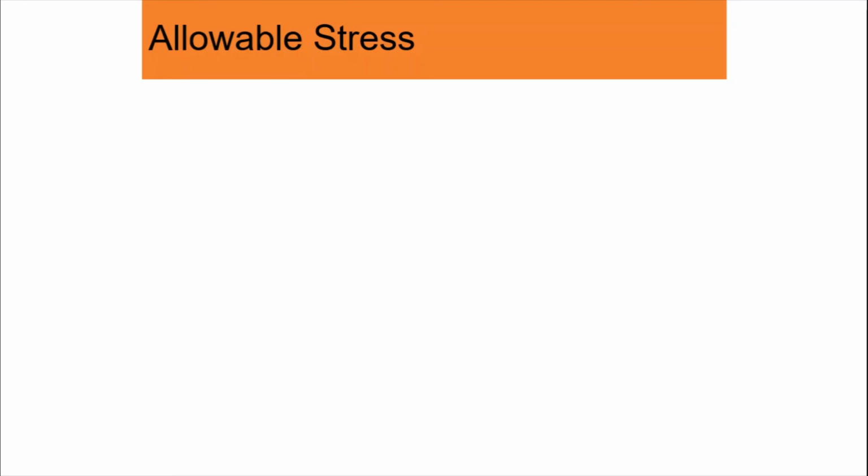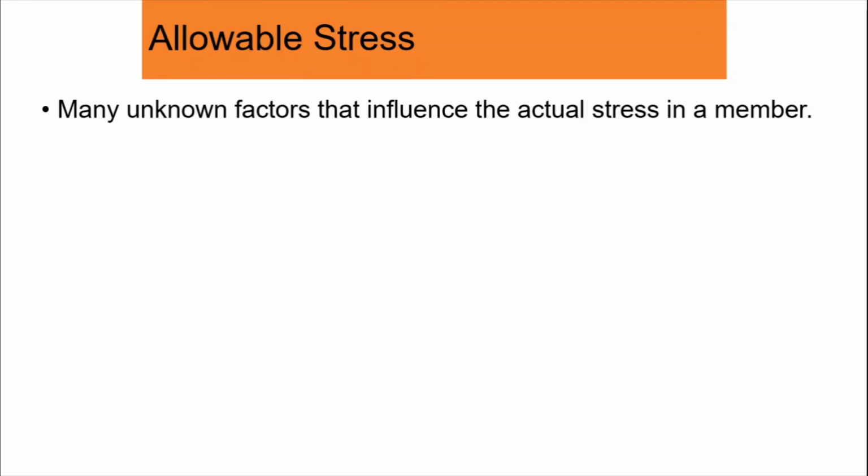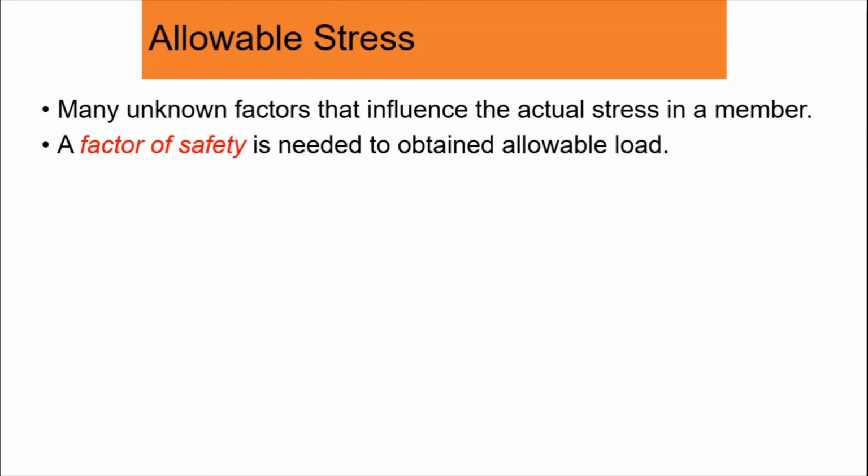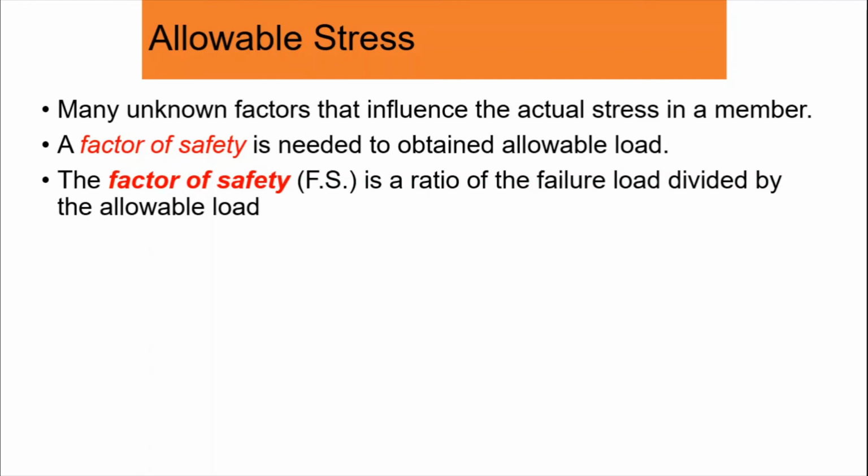Then what is the allowable stress? There are many unknown factors that influence the actual stress in a member. A factor of safety is needed to obtain the allowable load. Normally we know that whatever load we calculate, that is ultimate stress, yield point stress. In actual practice, whatever material we produce, there can be flaws, some inherent defects. So to consider that, we consider one point, that is the factor of safety.